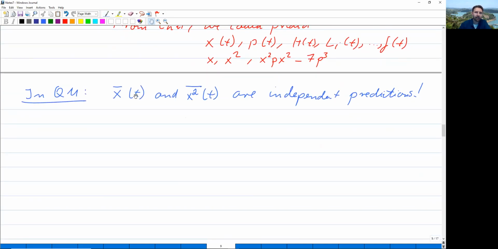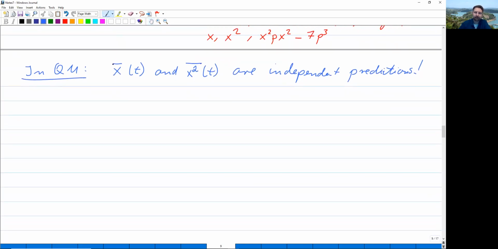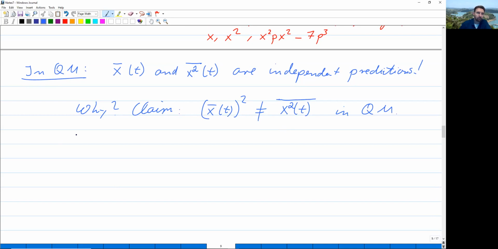Why can I claim such an outrageous thing here? Well, why? Let's check. My claim is that if I take the prediction for x bar and I square it, then this is generally not the same as if I took the variable, the observable x, and squared it and then took the bar of it. The prediction for x squared is not the squared prediction for x in quantum mechanics. So, proof.